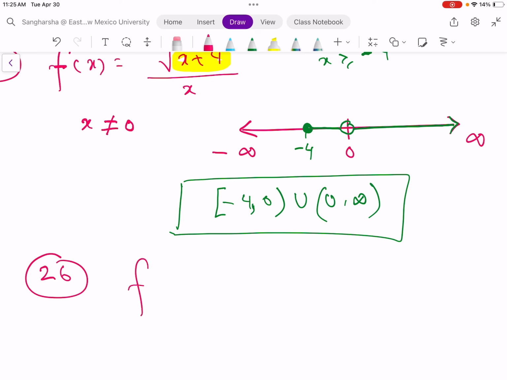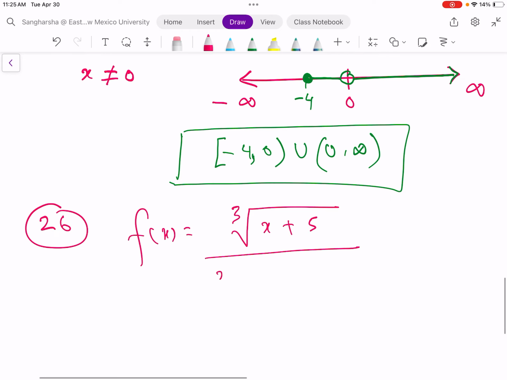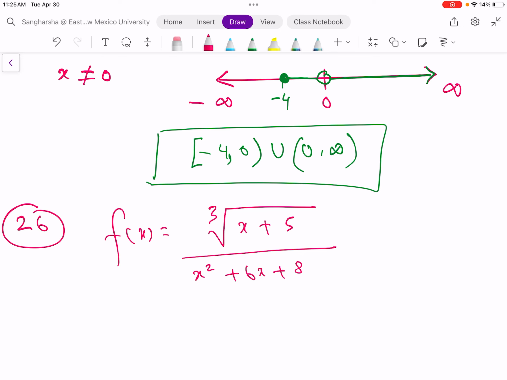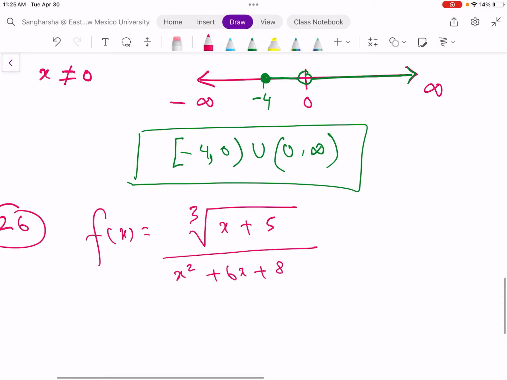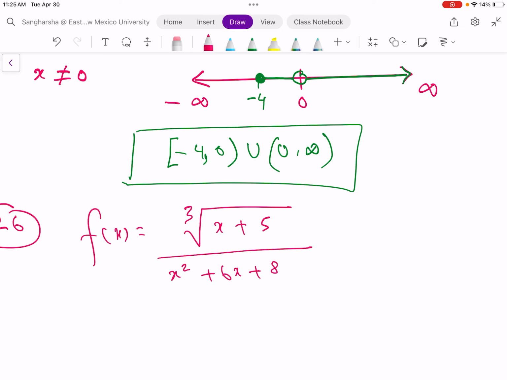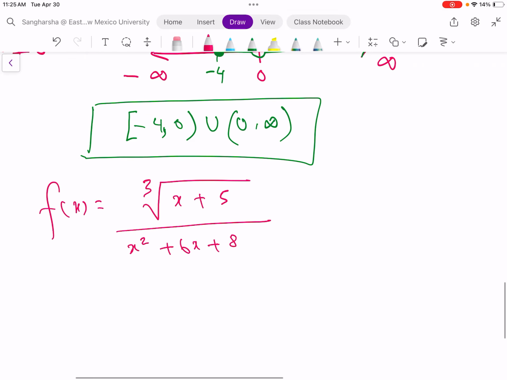So in number 26, we have f of x equals the cube root of x plus 5, divided by x squared plus 6x plus 8. Now, we have a quadratic function in the denominator. For what number is our denominator equal to 0? The easiest way is to factorize our denominator. So let's factorize our denominator.